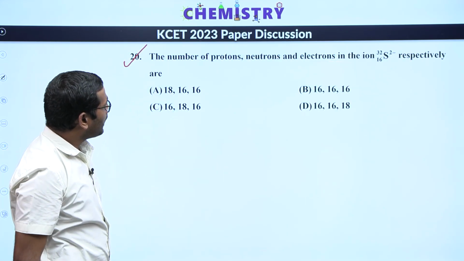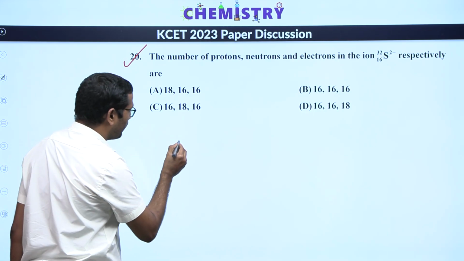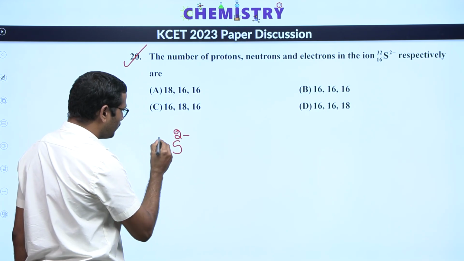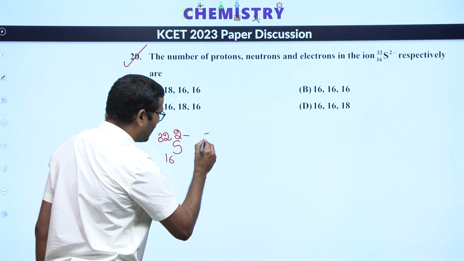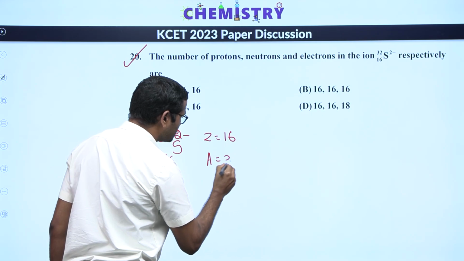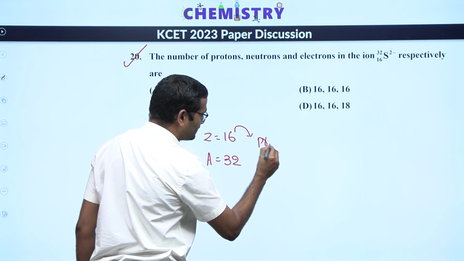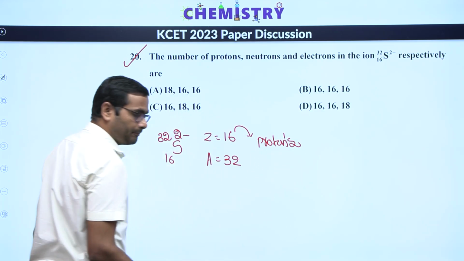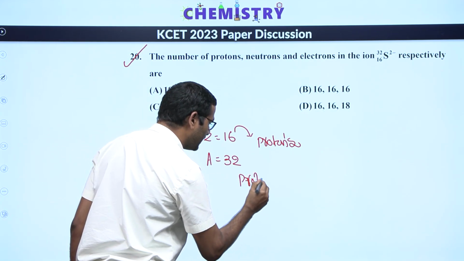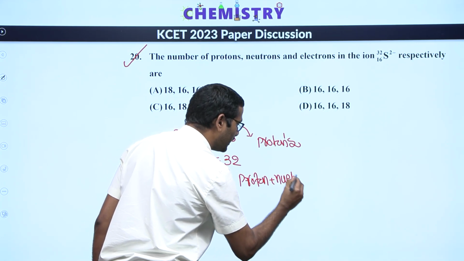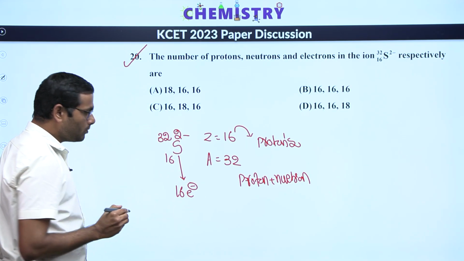Now the number of protons, neutrons, and electrons in S2 minus, respectively. Here sulfur 2 minus, so in the question they only gave 32 and 16. The atomic number is 16 and the mass number is 32. The atomic number is simply the number of protons, beta. The atomic mass A is equal to proton plus neutron number. Usually sulfur already has 16 electrons, plus a 2 minus charge.